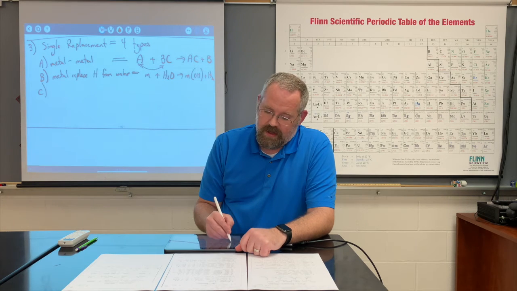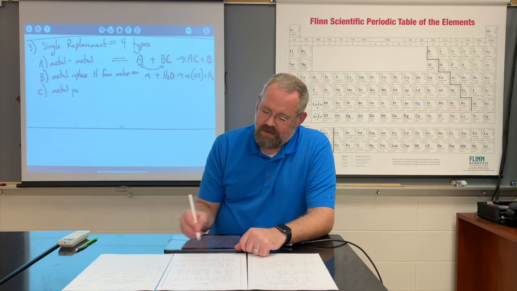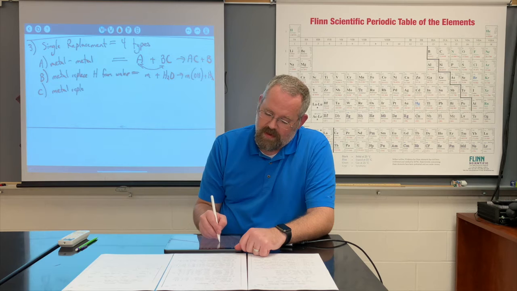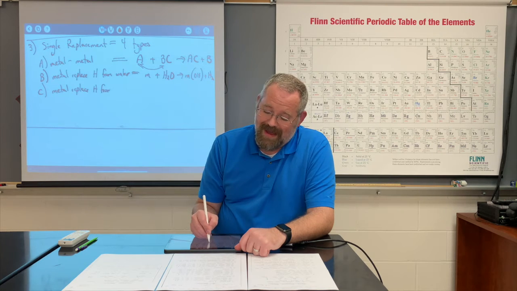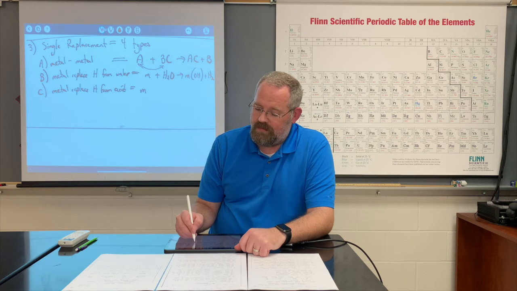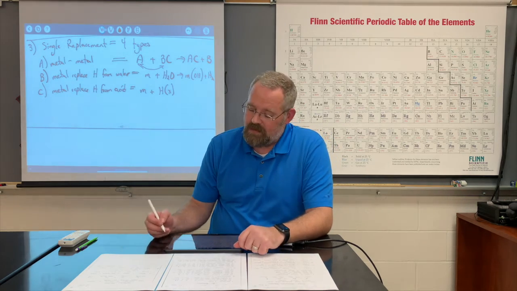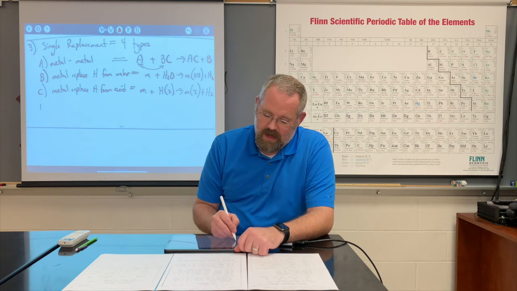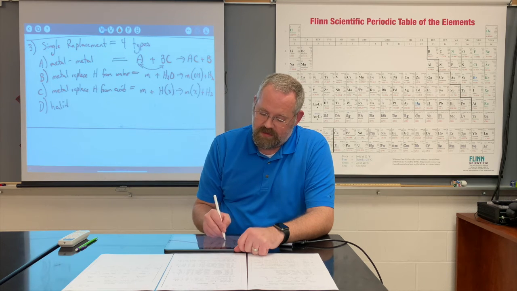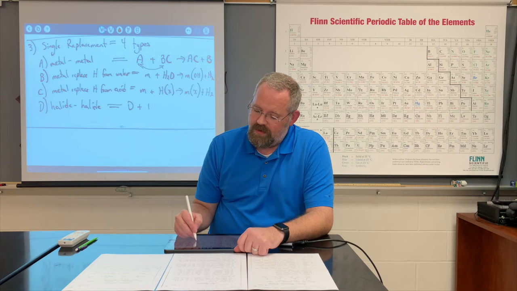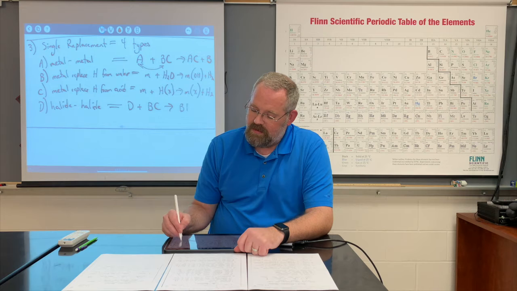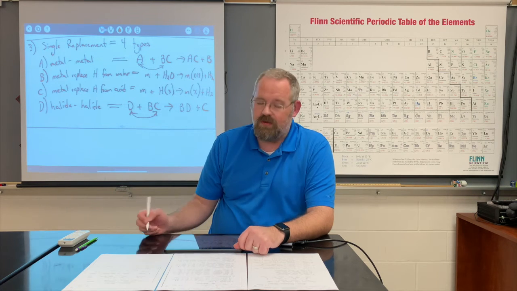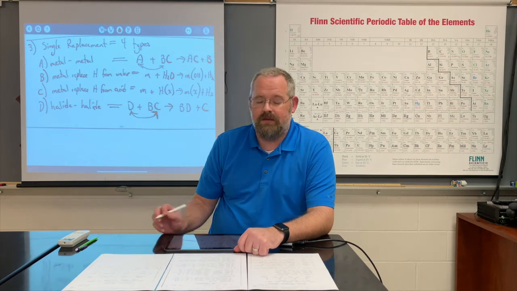The third type was an active metal replaces hydrogen from acid. So again, some type of metal in some type of acid. It could be a polyatomic, could just be a binary acid, but you're going to get your metal ion plus hydrogen. And the last type was halogen replacement, so halide to halide replacement. And again, you have to be careful about your positives and your negatives. In this particular case, my anions are the ones switching places. My halogens are anions.